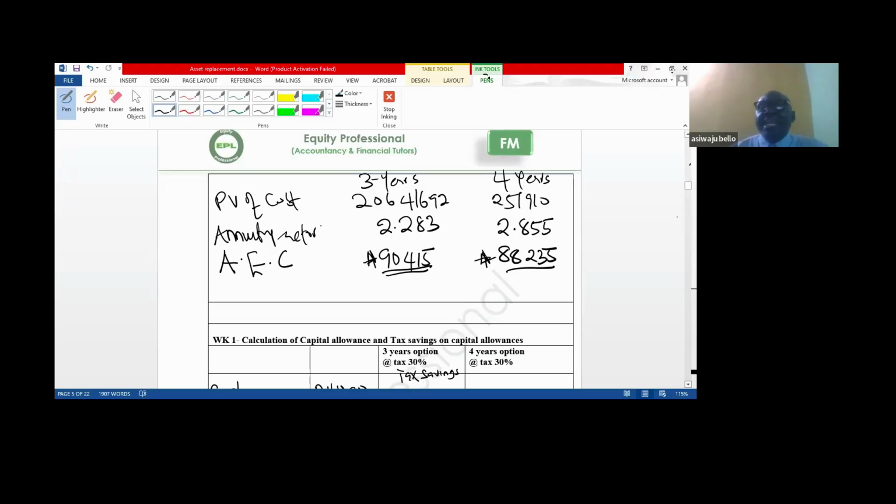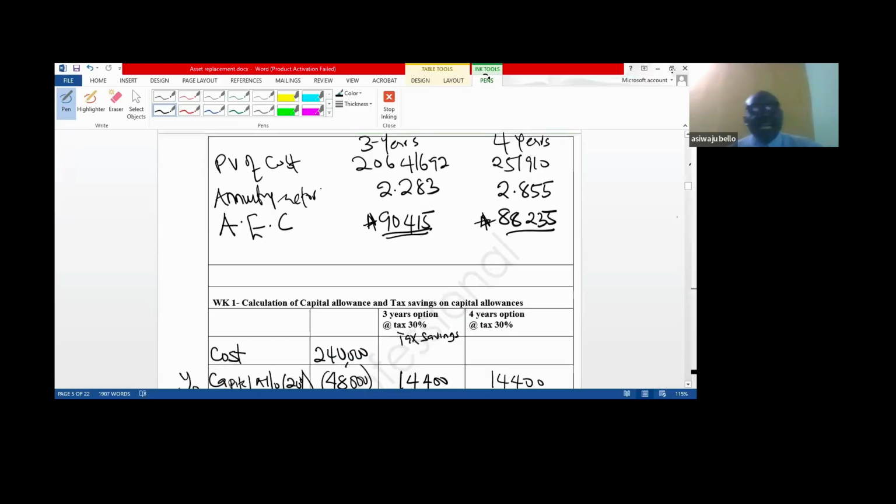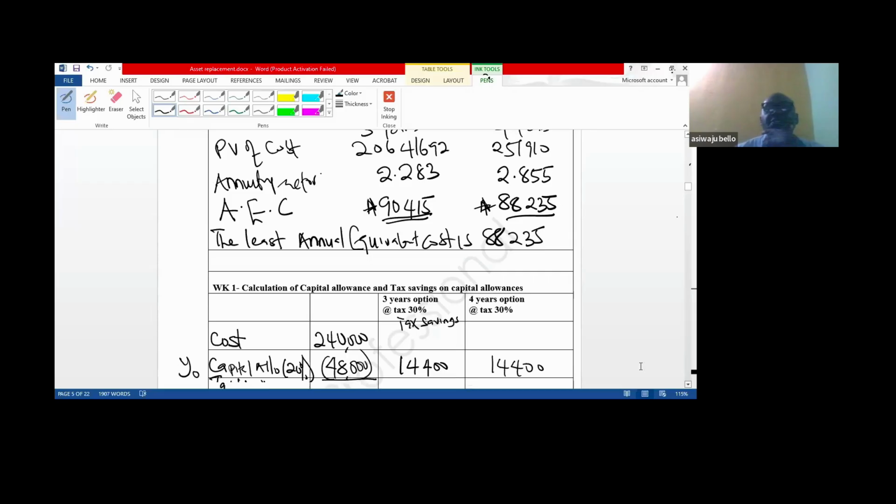Which one will give you the least annual equivalent cost? Option 2 is better. The least annual equivalent cost is 88,235. Hence, the machine should be replaced after 4 years.